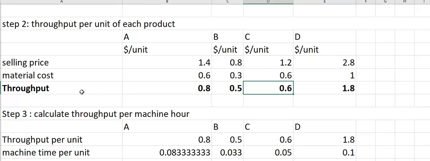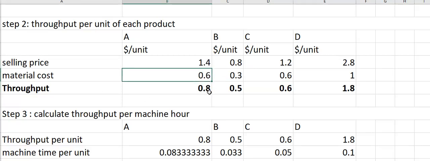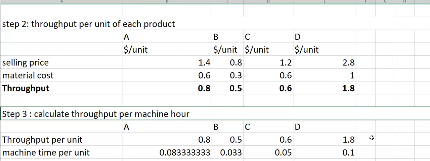So your throughput will be sales minus material cost, which is 0.8 for product A, 0.5 for product B, and 0.6 for product C, finally 1.8 for product D.